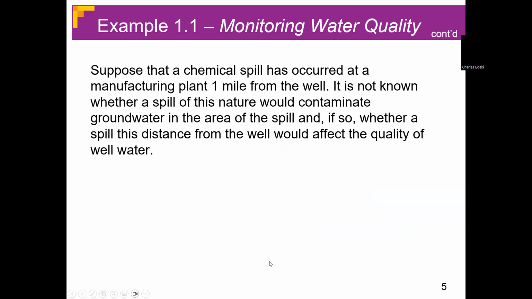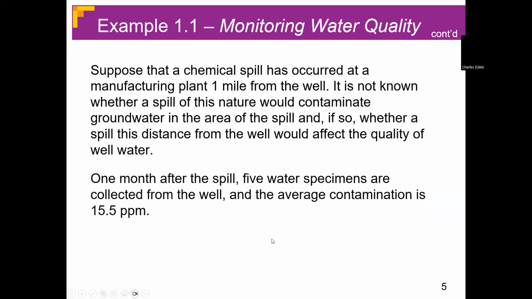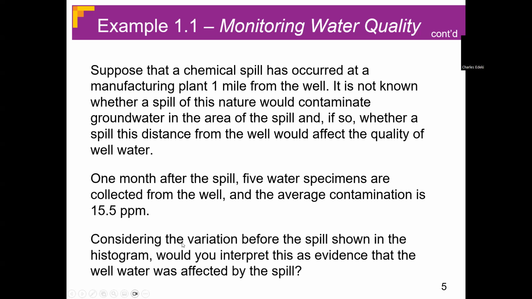Now, suppose that a chemical spill has occurred at a manufacturing plant 1 mile from the well. It is not known whether a spill of this nature will contaminate the groundwater in the area of the spill, and if so, whether a spill this distance from the well will affect the quality of well water. So 1 month after the spill, 5 water specimens are collected from the well, and the average contamination is 15.5 ppm. Consider the variation before the spill shown in the histogram. Again, would you interpret this as evidence that the well water was affected by the spill?